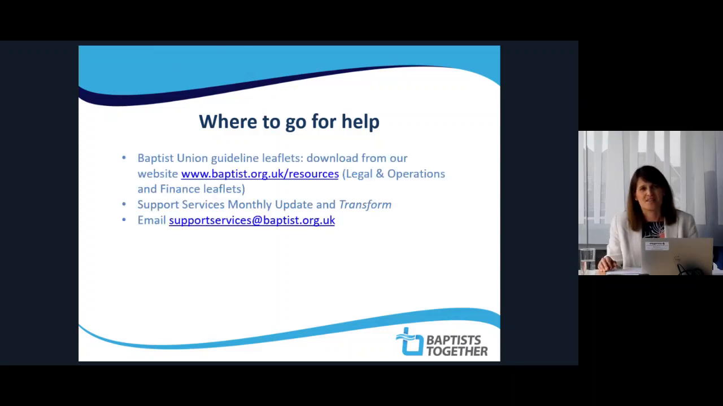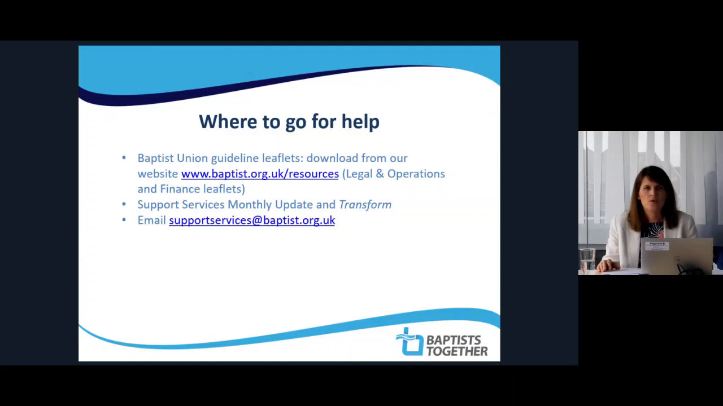Not least, starting with us, the Baptist Union guideline leaflets. We have a whole suite of leaflets available which you can download from our website. The legal and operations team, of which I'm a part, have leaflets on managing properties, employment, charities, and a whole host of leaflets on trusts. Our finance team also produces a suite of leaflets, which will help you with all of the financial arrangements and reporting that you need to do.